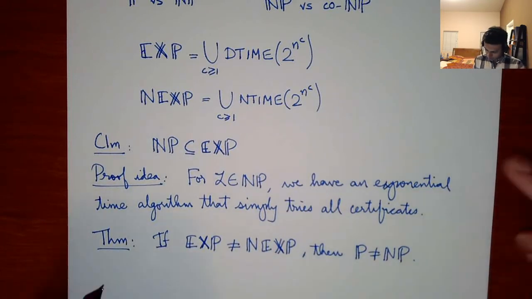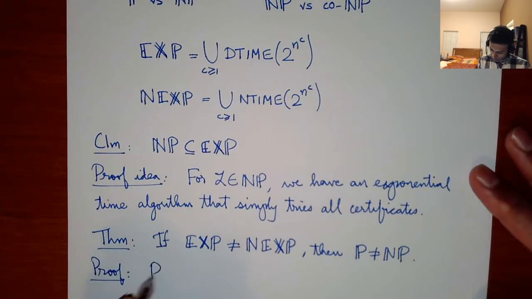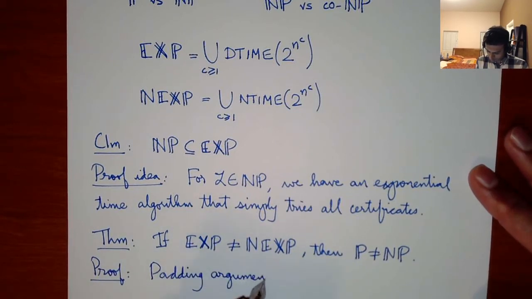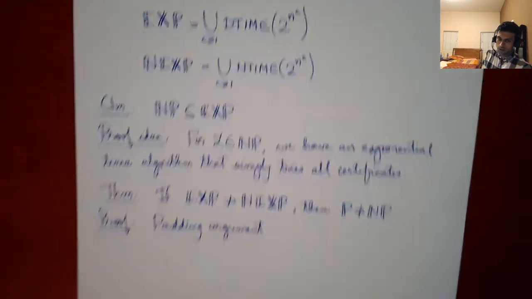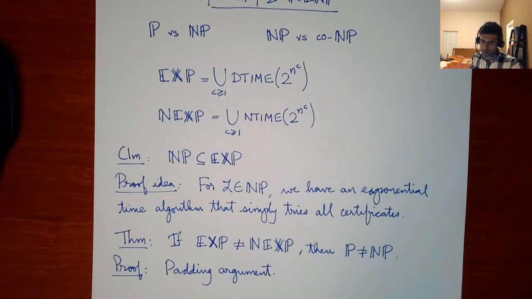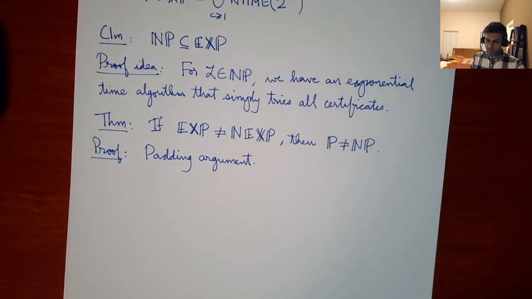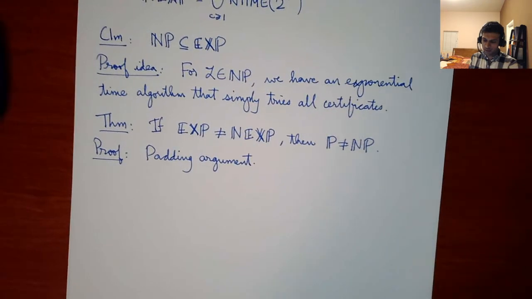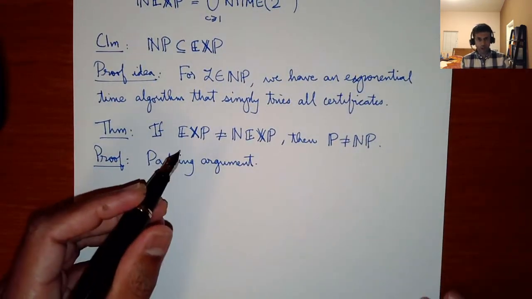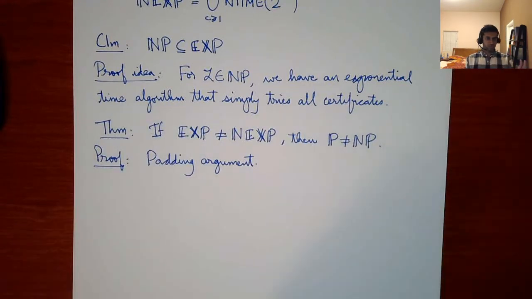And the proof of this, while it's fairly short, is a very common argument in complexity theory, called a padding argument. So let me just zoom out a bit. Okay, so it's a padding argument. So what is a padding argument? A padding argument is a way of taking a function in a large time complexity class like EXP and converting it into a language in a much smaller time complexity class, basically by padding the input.